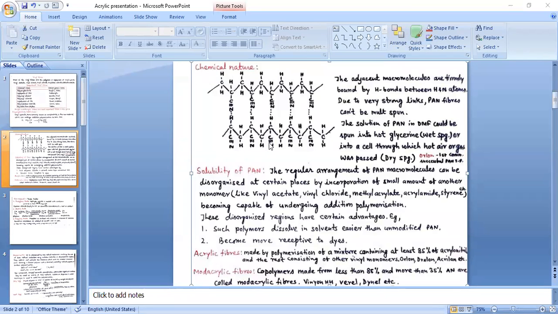Then it will be defined as modacrylic fibers. The modacrylic fibers are the copolymers made from less than 85% and more than 35% acrylonitrile. So the difference between acrylic and modacrylic is basically the percentage of acrylonitrile. In acrylic fibers, the mixture of polymers and copolymers has a minimum of 85% acrylonitrile, and if it is between 85% and 35%, that is known as modacrylic fibers.